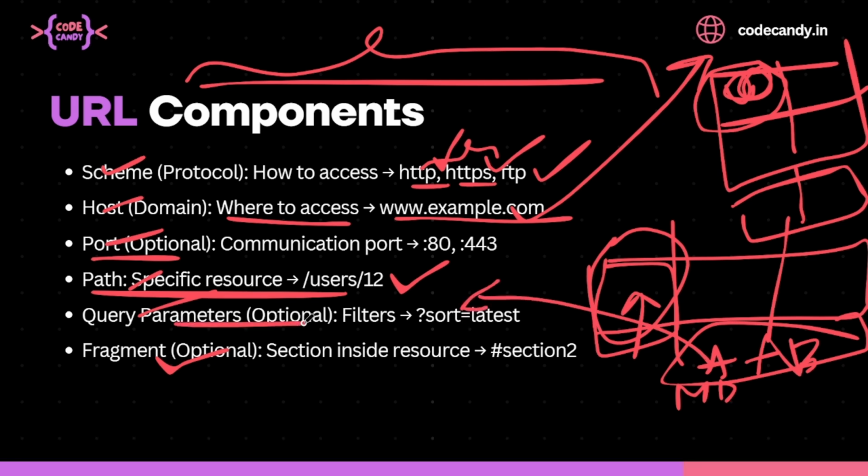Query parameters means filtering. Now you reached Anupriya. What do you want from Anupriya? Whether you want her handbag or her book, whatever, maybe. You are filtering the data.